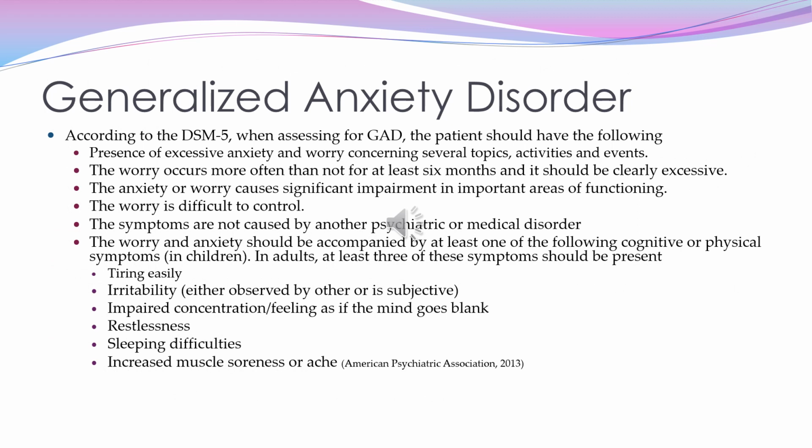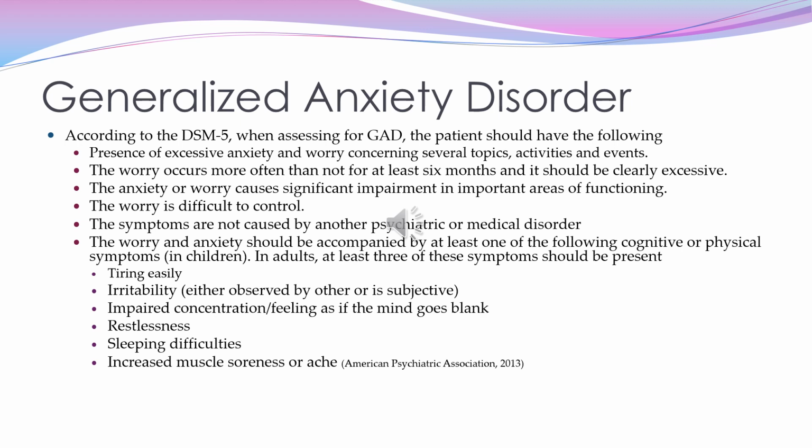According to the DSM-5, when assessing for GAD, the patient should have the following: presence of excessive anxiety and worry concerning several topics, activities, and events. The worry occurs more often than not for at least 6 months, and it should be clearly excessive. The anxiety or worry causes significant impairment in important areas of functioning. The worry is difficult to control. The symptoms are not caused by another psychiatric or medical disorder.